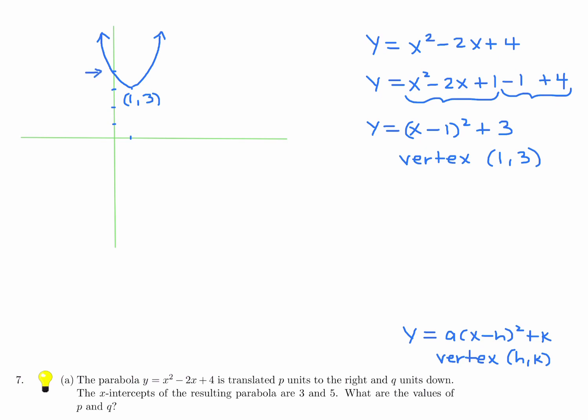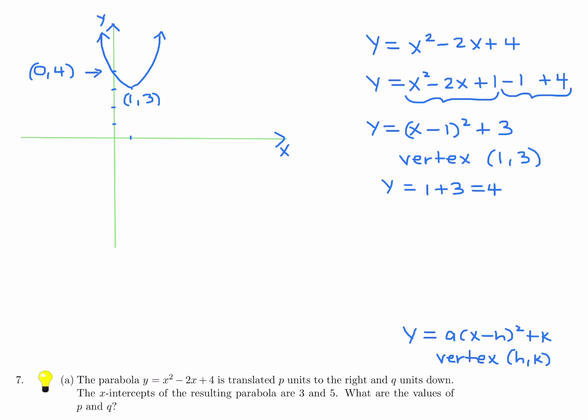And this point where it crosses the y-axis, that we can easily figure out. That's just the y-intercept, and you do that by setting x equal to 0. If you set x equal to 0 there, you'll get y is equal to 1 plus 3, which is 4. So that point is (0, 4). Okay, so far we're just getting an idea.